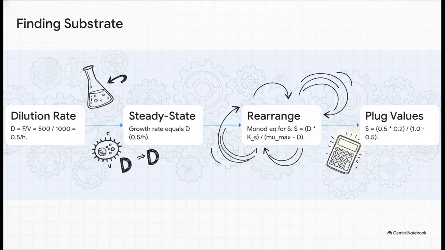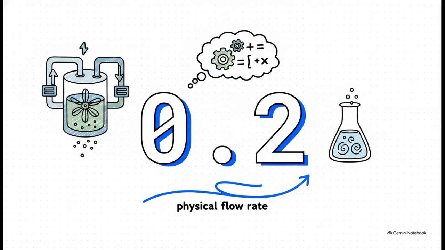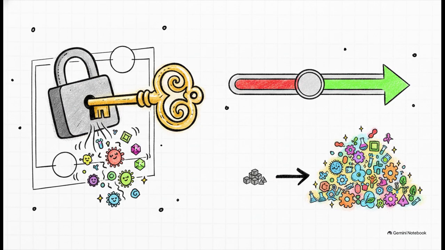Finally, step 4. We plug in our known values, so S equals 0.5 times 0.2, all divided by 1.0 minus 0.5. Do the math, and boom! We find that the steady-state effluent substrate concentration leaving our reactor is exactly 0.2 grams per liter. Notice how clean that is? By simply dictating the physical flow rate of our pumps, we can mathematically pinpoint exactly how much unconsumed food is escaping the system. And this right here reveals the true power of steady-state design.